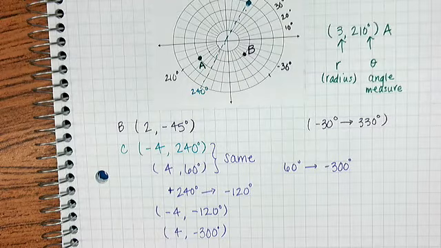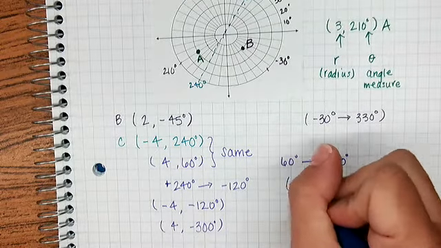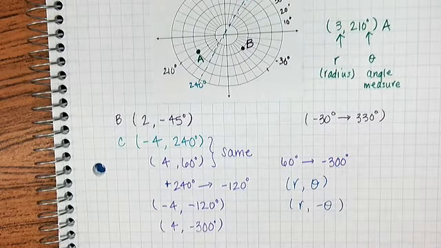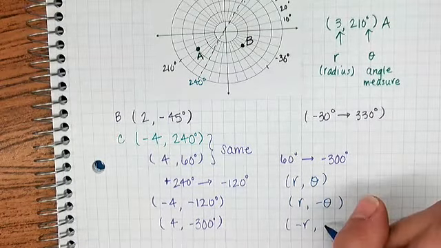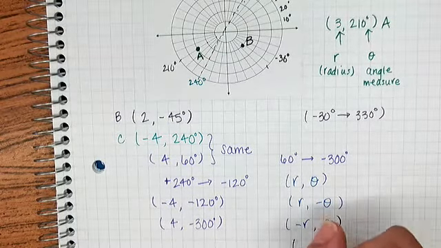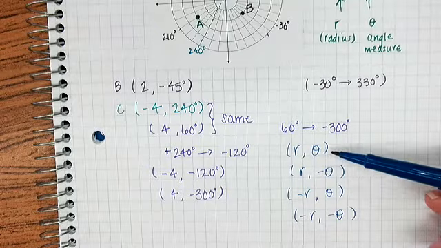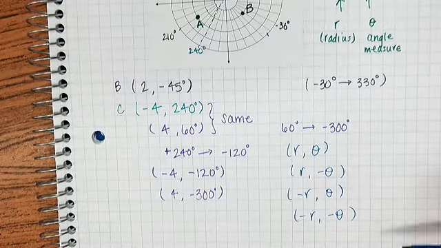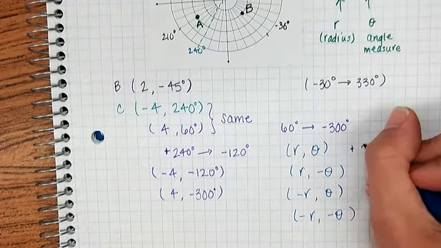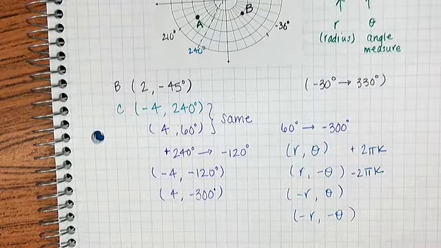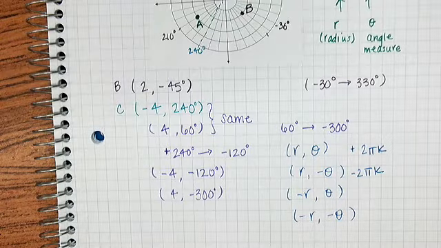So now every point on the polar system can be written with positive radius, positive theta, positive radius, negative theta, negative radius, positive theta, and negative radius, negative theta. That doesn't happen on the Cartesian system. Oh, and then don't forget, you can keep adding 2 pi, plus 2 pi k. So for this one would be plus 2 pi k. This would be minus 2 pi k. So there are a lot of ways to write the measure of an ordered pair for polar coordinates.